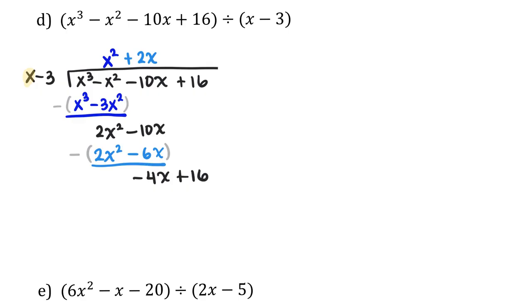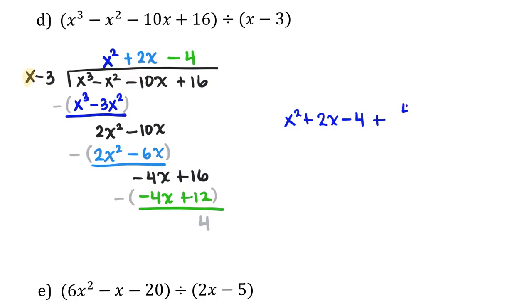Okay, x times something to give me negative 4x. I need a negative 4. Negative 4 times x, negative 4x. Negative 4 times negative 3, positive 12. Okay, subtract down. Negative 4x plus 4x cancels. 16 minus 12 is 4. So I have a remainder of 4. So let me write my answer. I have x squared plus 2x minus 4. My remainder is positive, so plus 4 divided by x minus 3.